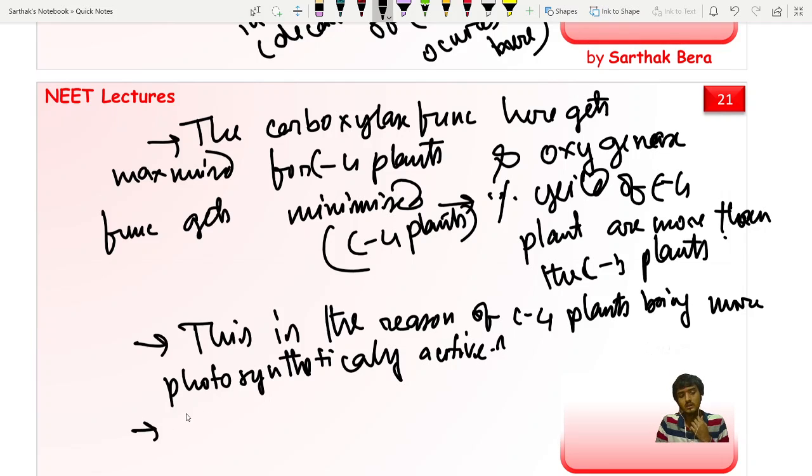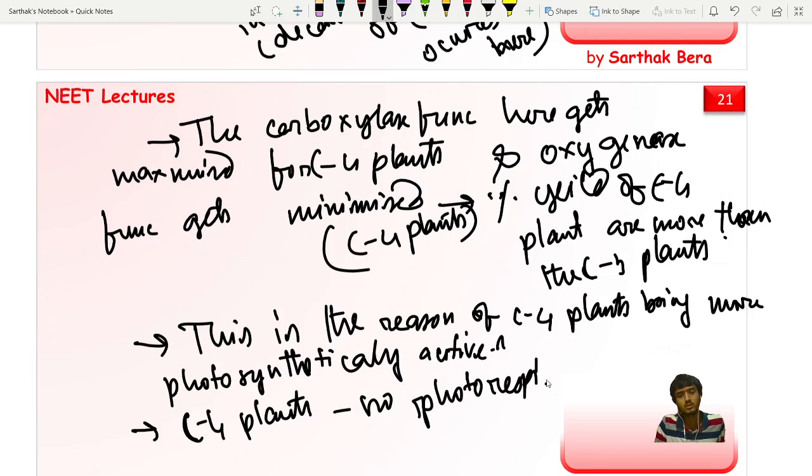And we have also understood that in C4 plants there is no photorespiration. I have told you already, in C4 plants there is no photorespiration because there is no oxygenase activity of the Rubisco enzyme. So C4 plants have maximum photosynthetic ability, and the percentage yield of C4 plants is more than that of C3 plants. Okay, we will be discussing photorespiration in our next lecture, and this is the end for today.